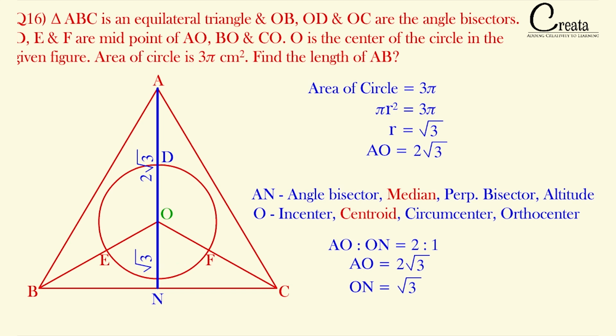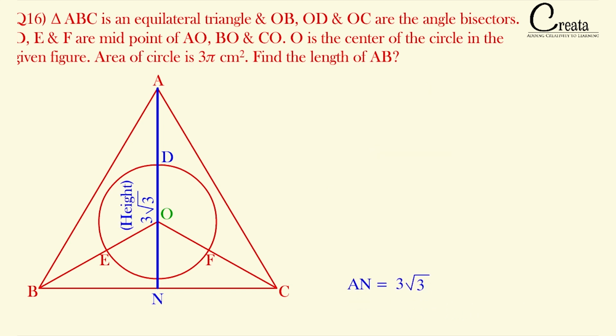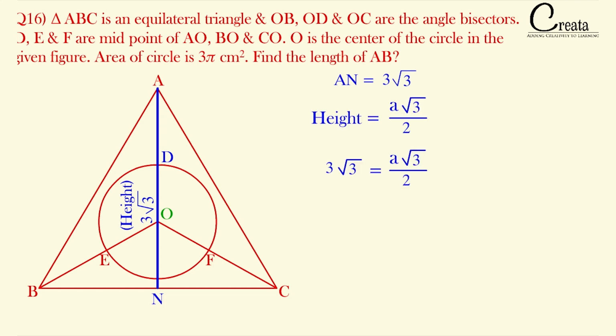Moving further, here AO is 2 root 3 and ON is root 3. So we can say the length of AN is 2 root 3 plus root 3, that is 3 root 3. And AN is also the height of the triangle. And we know the formula of height inside an equilateral triangle is a root 3 upon 2. On putting the value and solving, we got a, that is the side of the triangle, as 6 centimeter. That is the answer of the question.